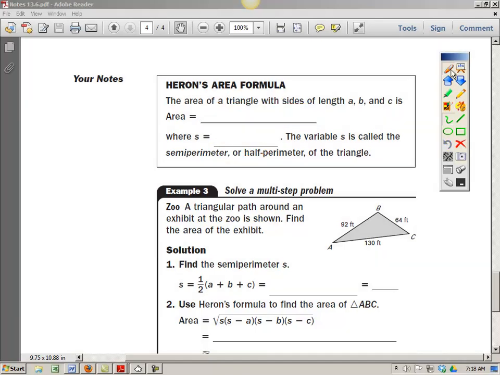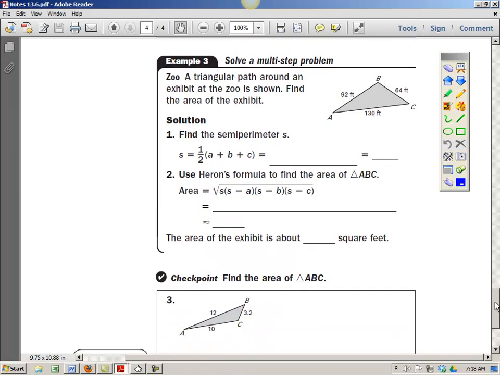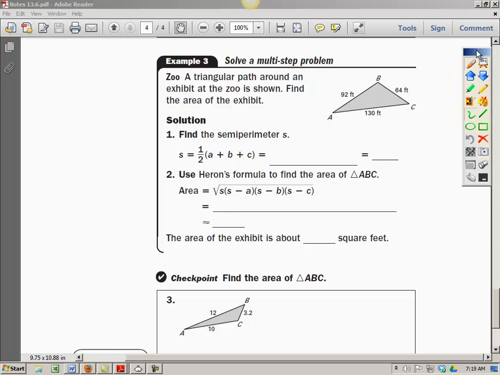All right? So, multi-step problem here down below. There's a story problem. Pretty straightforward now, again, now that you have Heron's area formula. So we first find the half perimeter, or the semi-perimeter. It'd be 1/2 of 92 plus 64 plus 130. All right? And so once we do that, we end up getting that the semi-perimeter is 143 feet. Okay? Keep in mind this is in feet. So when we do area, my answer had better be in square feet.